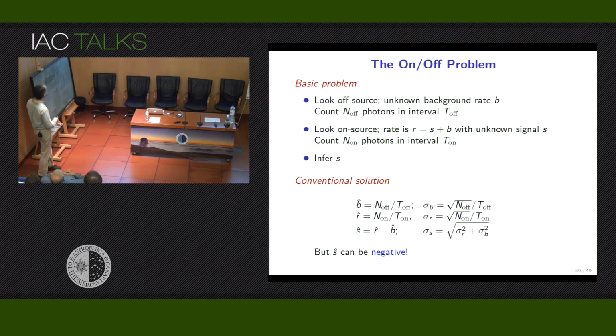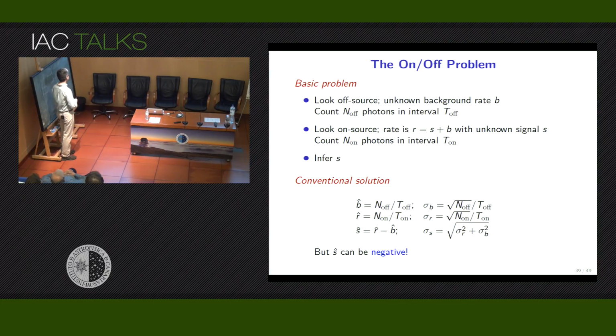So how do you do it? You look off source, where there's some unknown background rate b, and you count n_off photons in some time interval t_off. Then you look on source, where you now have a total rate of signal parameter s plus the background parameter b, with the signal rate unknown, and you have some on-source number of photons n_on in the interval t_on. You now just want to infer s, and by now you all know what you should do. You should formulate the problem in terms of s and b, but then get rid of b by marginalization. The conventional solution was just to estimate b with n_off divided by t_off, estimate the total rate as n_on divided by t_on, and then subtract those.